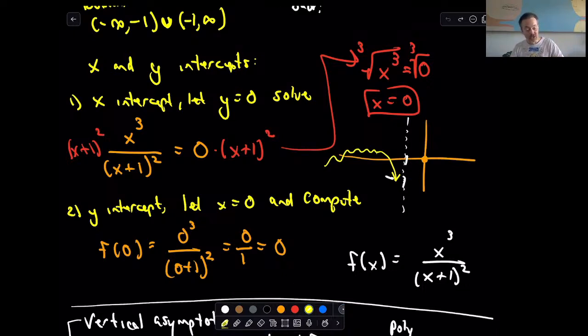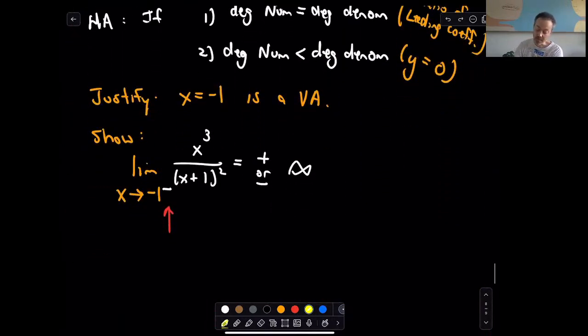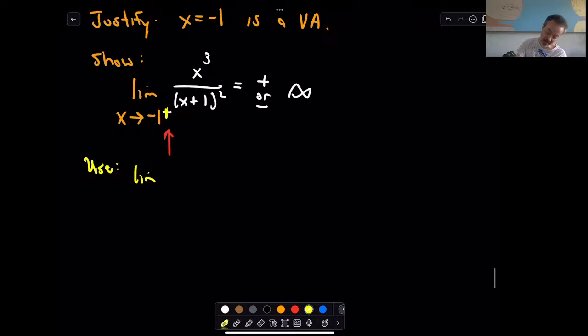So one of those things is going to happen in terms of the graph, and I'm just trying to show that. I don't know. Do you want to take -1 from the left or -1 from the right? I'm going to pick -1 from the right. So I'm going to use the limit as x approaches... Any of them will work, is my point.